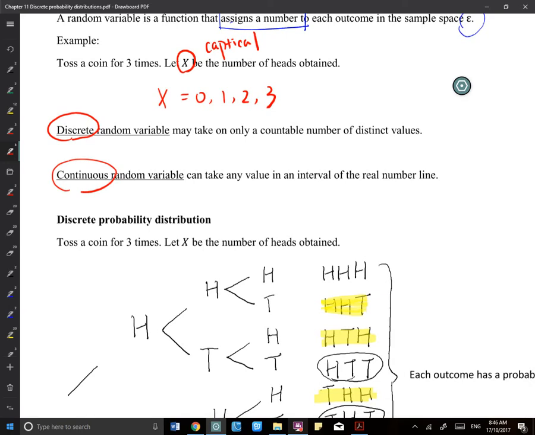Okay, what is a discrete random variable? A discrete random variable may take on only a countable number of distinct values. For example, the number of heads I want to achieve must be 0, 1, 2, or 3. Countable, four outcomes.